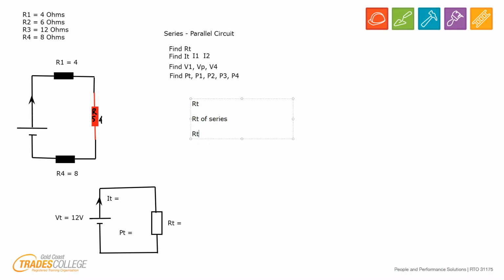It gives us RT equals, now let's look at the numbers. It's R1, not plus R2, it's plus R5, the new resistor that we've called it, plus R4. That gives me a resistance of 4 plus 4 again, plus 8, which gives me 16 ohms. That is our number down the bottom. There's our RT for the total.